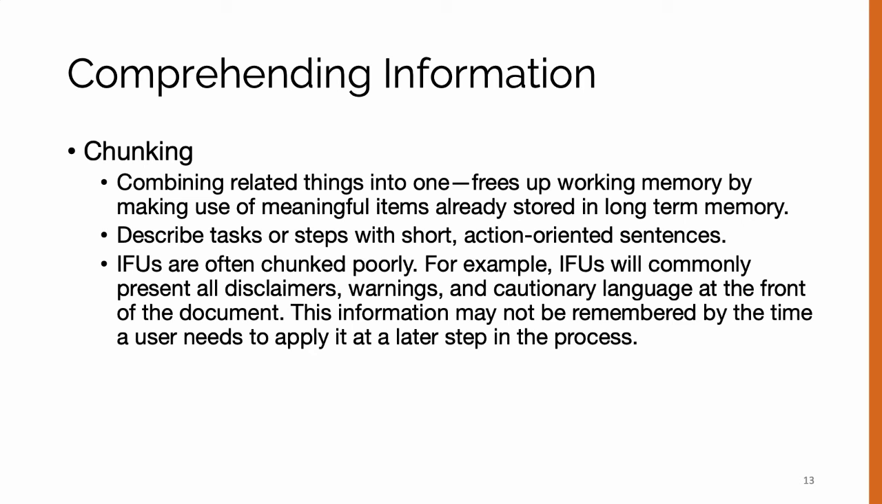Information is also easier to comprehend if it's chunked appropriately, and of course that's discussed in our cognitive psychology chapter. But of course, chunking is combining related things into one, which frees up working memory. It helps us do that by making meaningful items already stored in memory a part of what we're learning. So we can improve our chunking by describing tasks or steps with short, action-oriented sentences, and by putting meaningful things together. IFUs, on the other hand, again, instructions for use, are often chunked poorly.